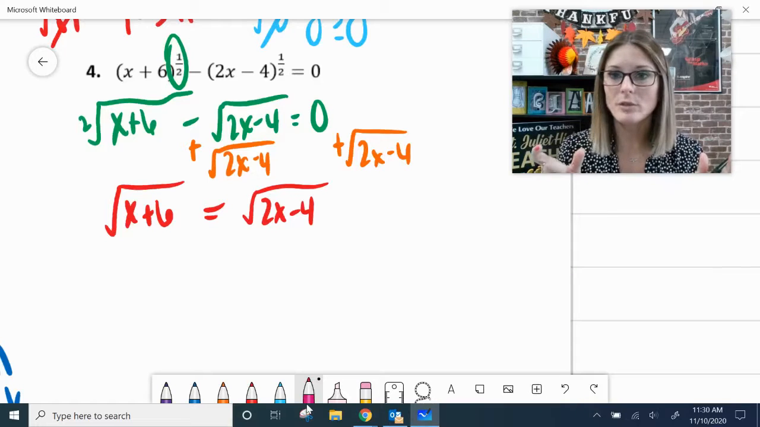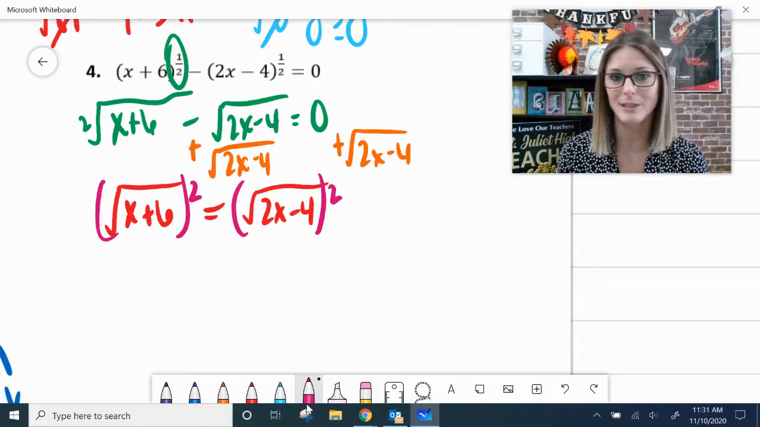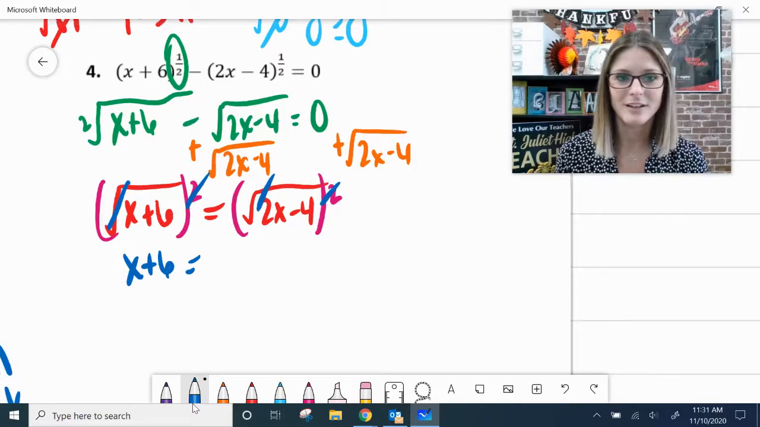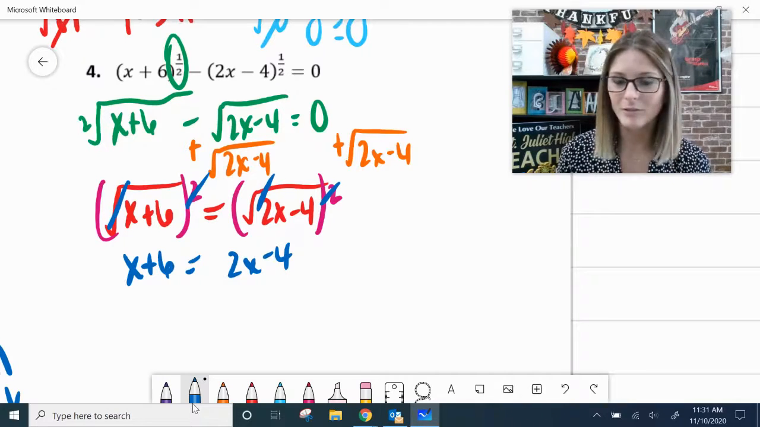Now, you've got radicals on both sides, square both sides. I know this problem looked super scary, but it's about to get super simple. When I square both sides, I get x plus 6 equals 2x minus 4, and you now have an equation with variables on both sides.